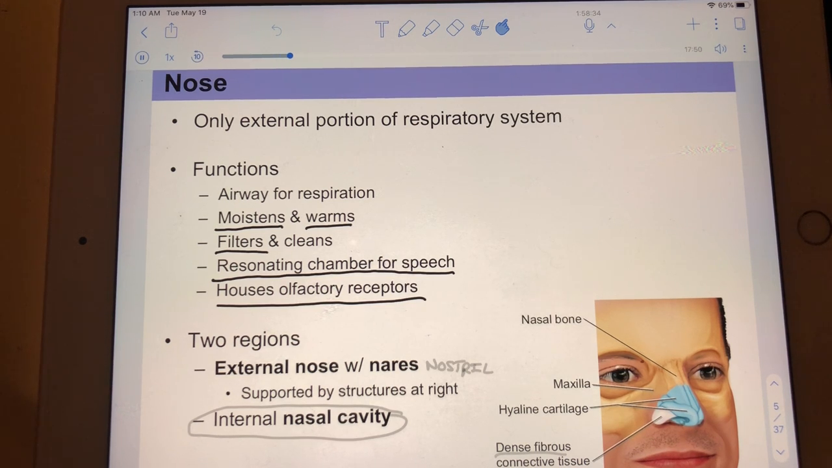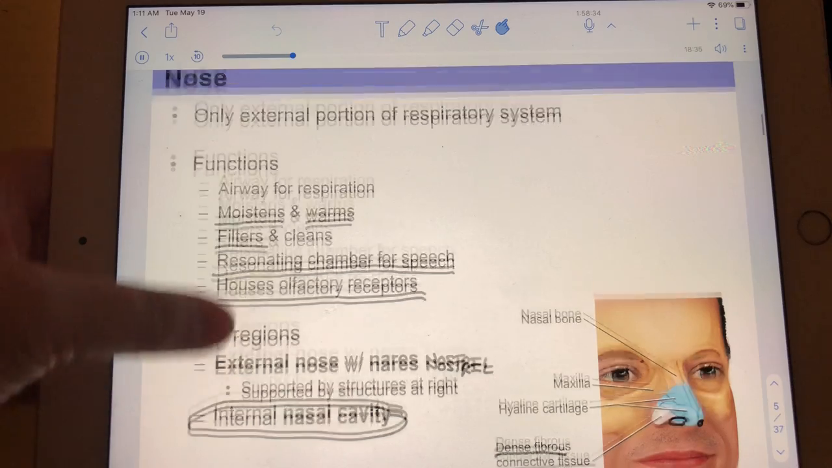The nose, again, is like an external expression, equipped with two nares, right? Everything has to have a special name. So nares are nostrils. One nostril is naris, just like testes is plural, testis is singular. And that external nose is supported by two nasal bones, but also a lot of plates of hyaline cartilage and even a little bit of dense fibrous connective tissue. Internally, much larger is our nasal cavity, which we're going to look at next in slide 7.